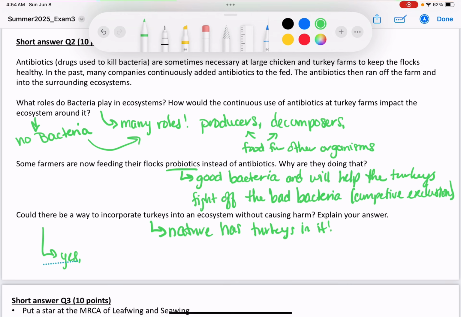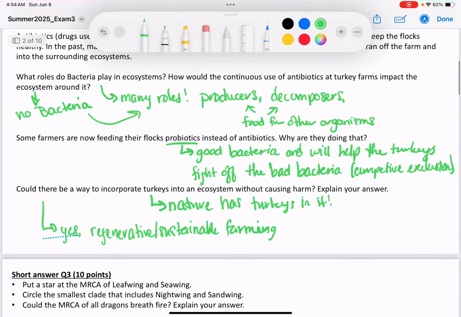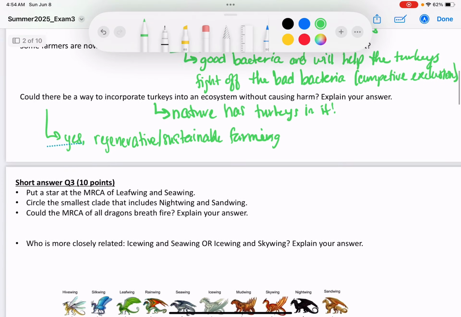And that's great. So you can do regenerative farming or sustainable farming, right? Some of you talked about that, but there's lots of different ways that you guys could go with this that I allowed. Okay. All right.